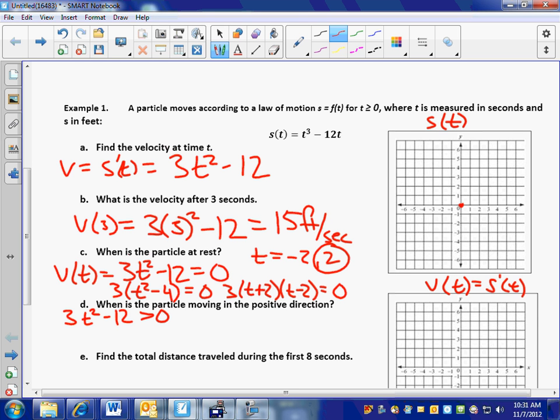Let's find the zeros of the function. Okay? If we find the zeros of this function, we would have 0 is equal to t to the third minus 12t. How do you solve for that? Factor out a t. 0 equals t times t squared minus 12. Does t squared minus 12 factor? No, but you could solve t squared minus 12 equals 0. So t squared minus 12 is equal to 0. t squared is equal to 12. t is equal to plus or minus the square root of 12. Right? Which is 2 square roots of 3.